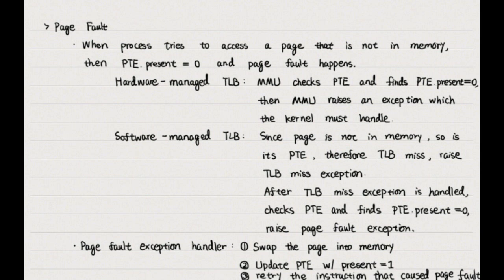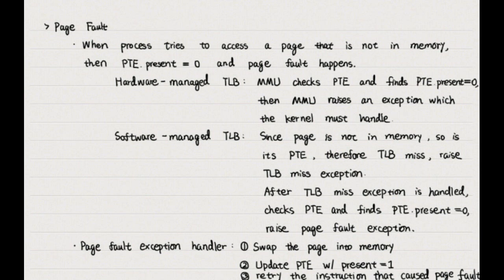Let's now look at the kernel's page fault exception handler. First, it needs to swap the page into the memory from secondary storage, evicting one page from memory if necessary. Then, since the page is now in the physical memory, the kernel should update the present bit of the page table entry to 1. After returning from the exception, the application can retry the instruction that caused the page fault.